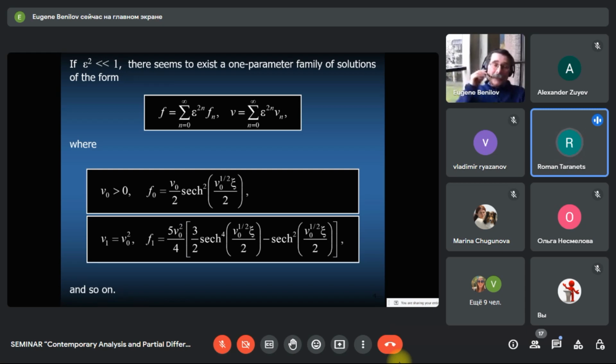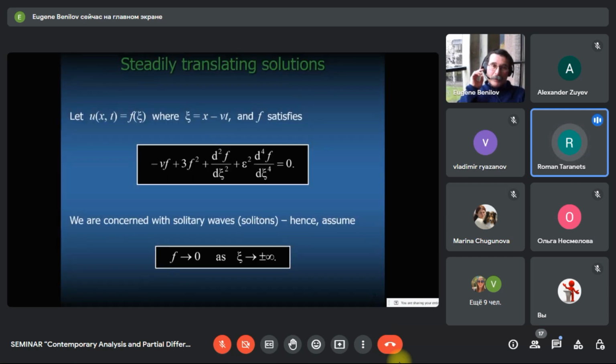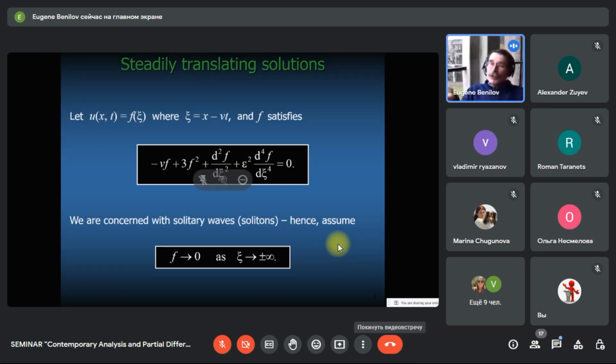Eugene, one question. Why do you use the expansion in epsilon with exponent 2n? Yeah, epsilon squared. In principle, I could have used epsilon, but traditionally we use epsilon squared in this equation because we want it to be positive. If it is negative, it's a different animal. It is a completely different equation and behaves differently.